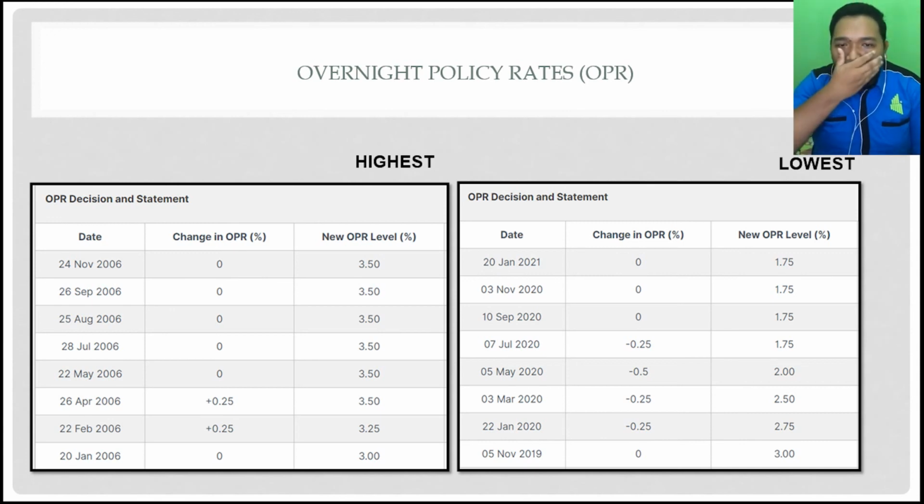And the OPR, the overnight policy rate, will impact the price of bonds in the market. As I mentioned before, the overnight policy rate is the benchmark for the market interest rate. The price of bonds has an inverse relationship with the market interest rate.